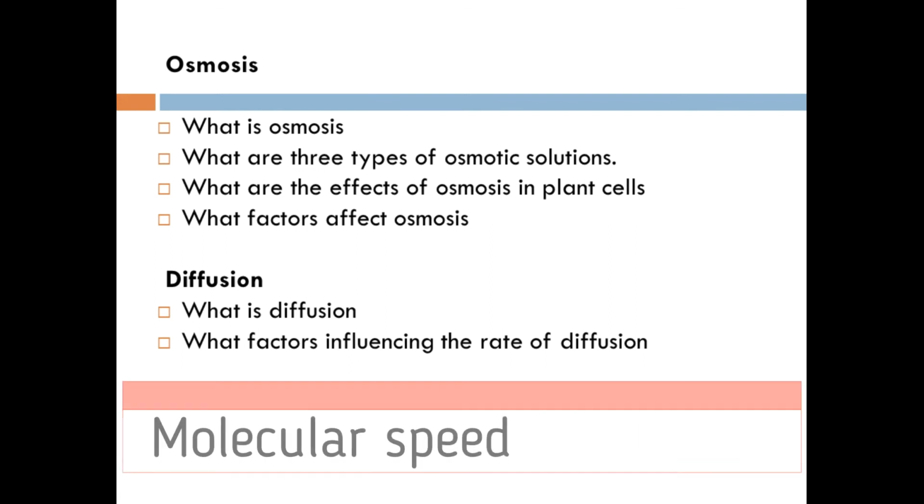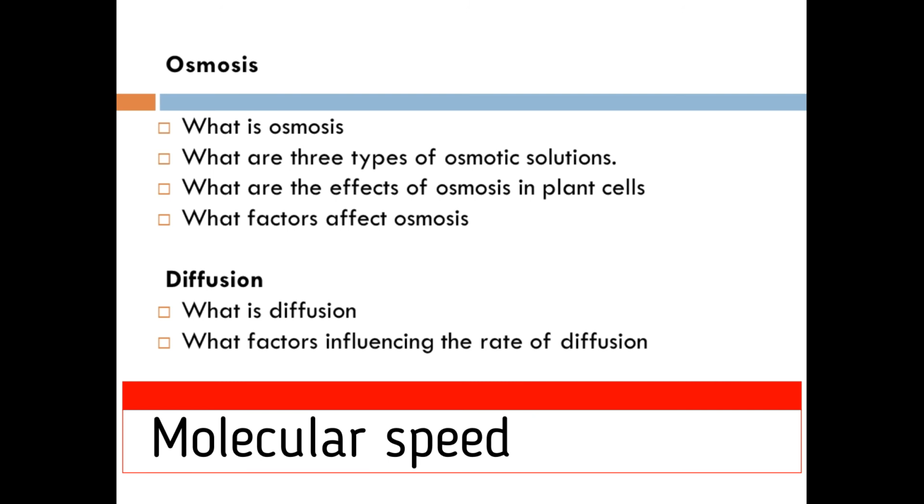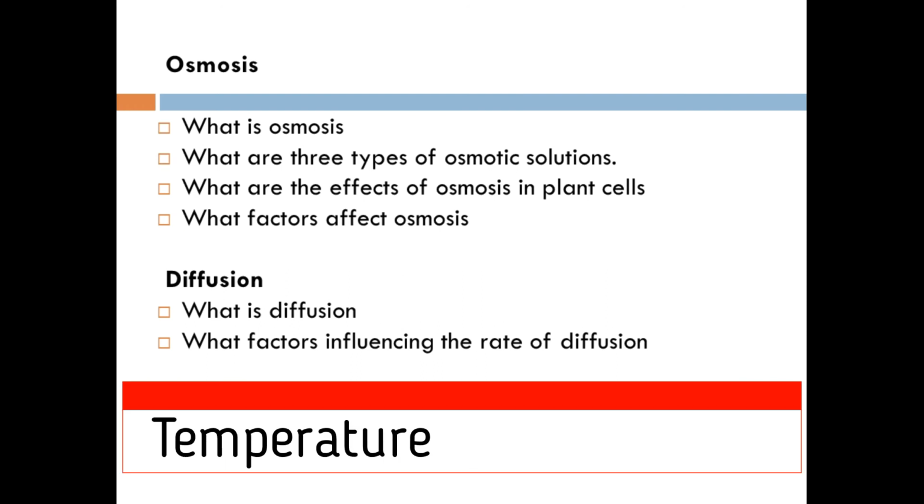The next factor is molecular speed, and this factor is directly proportional to temperature and indirectly related to molecular weight. How is it indirectly related to molecular weight? Heavier particles move more slowly than lighter particles. The next factor is temperature. As temperature increases, it also increases the rate of molecular movement. Therefore, it also increases the rate of diffusion. The next factor is pressure. Pressure increases the speed of molecules, and therefore it also increases the rate of diffusion.